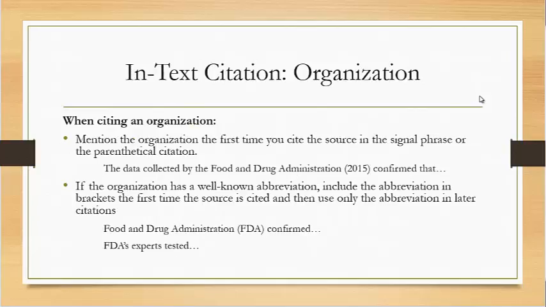If you are citing an organization in the text of your paragraph, make sure you mention the organization the first time you cite the source in the signal phrase or the parenthetical citation. I have an example sentence below. The data collected by the Food and Drug Administration, and then the year that that data was published, 2015, confirmed that blah, blah, blah. Now, if the organization, like the Food and Drug Administration, has a well-known abbreviation, you can include that abbreviation in brackets the first time you cite the source, and then simply write the abbreviation in later citations. For example, the first time, you want to say the whole name of the organization, Food and Drug Administration, and then put FDA in parentheses afterwards. Following that, you can just say FDA. You don't need to write out the entire name of the organization.